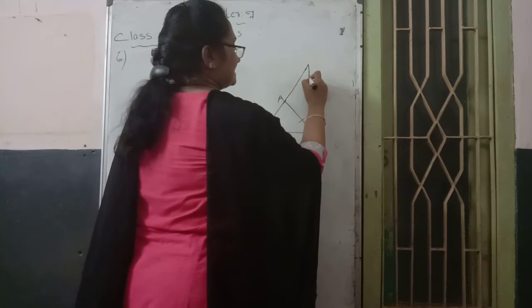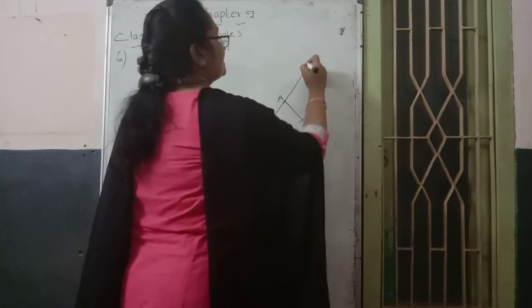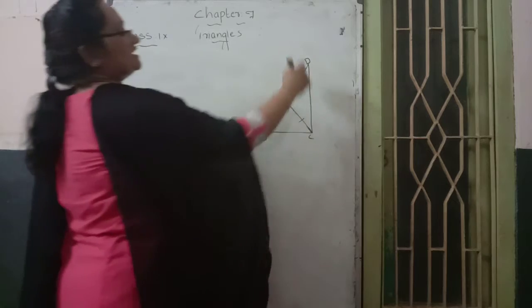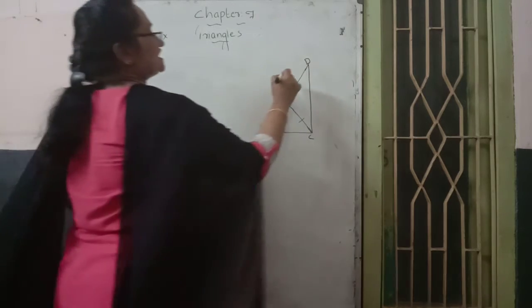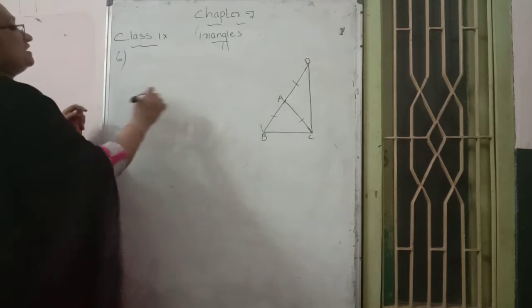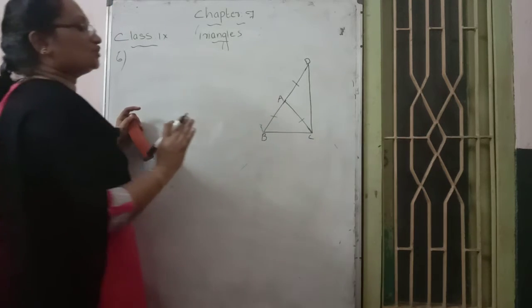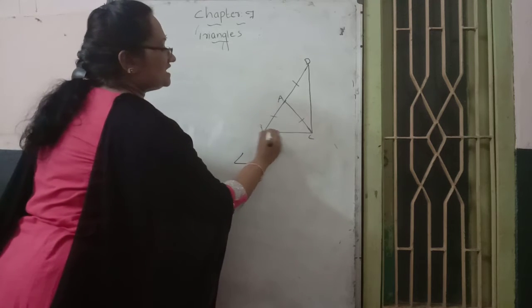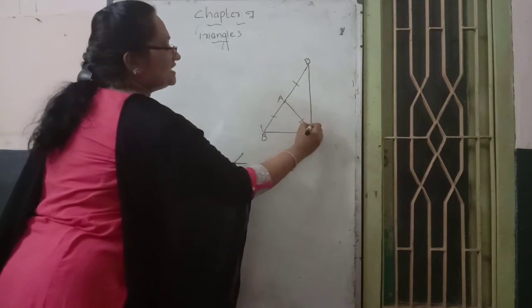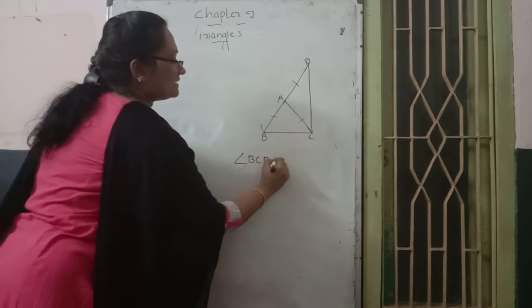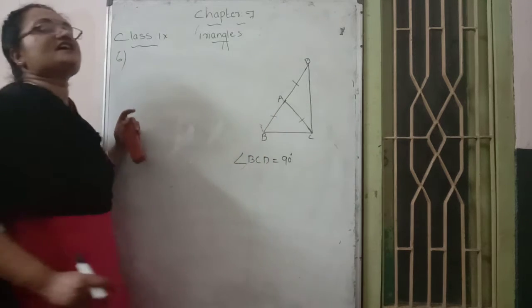Then D and C join. Here we extended to the outside and joined at point D in this way. And there they also gave that AD side and AB side are equal. Then what we want to prove here is that angle BCD, at C vertex, becomes a 90 degree or right angle.